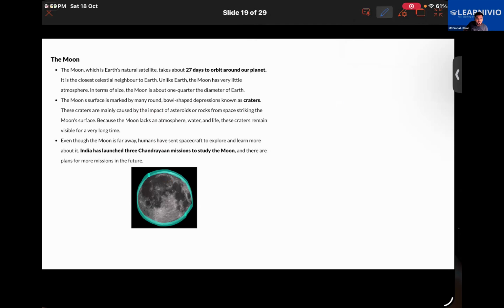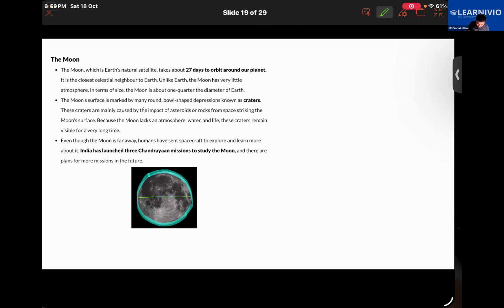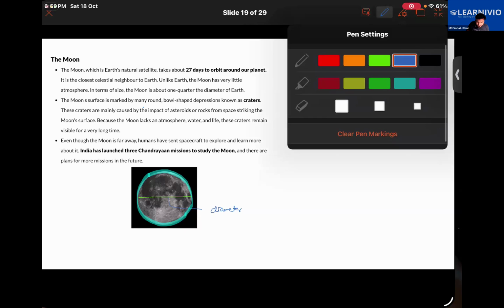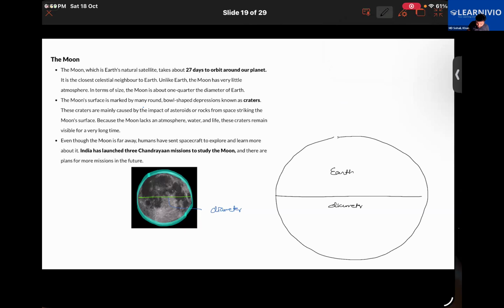Further, the moon is about one quarter the diameter of the Earth. If this is the moon, this is the diameter of the moon. So it is one quarter the diameter of the Earth. Say that this is our Earth, so that's the diameter of Earth. Now you can compare it with that of the moon, and see how small the diameter of the moon is.